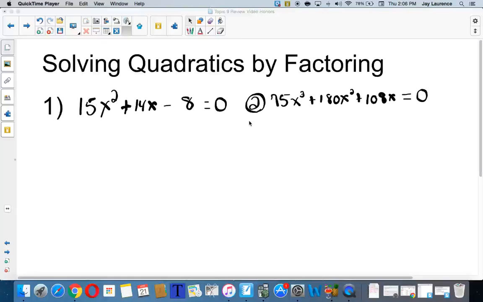This one should go a little quicker. The other problems took a little bit of time. These won't take as long.